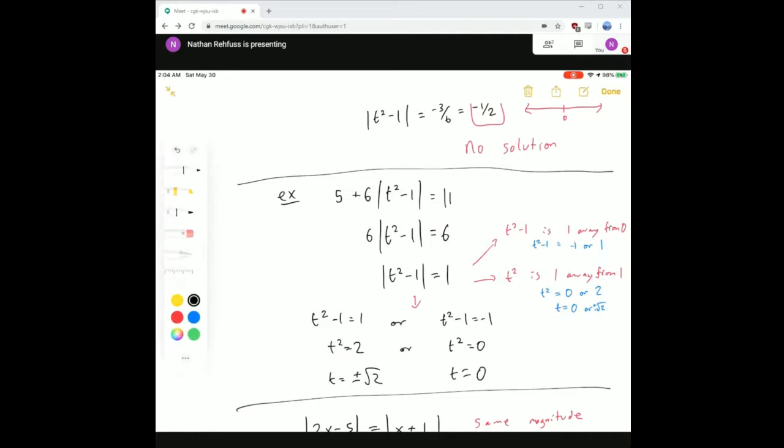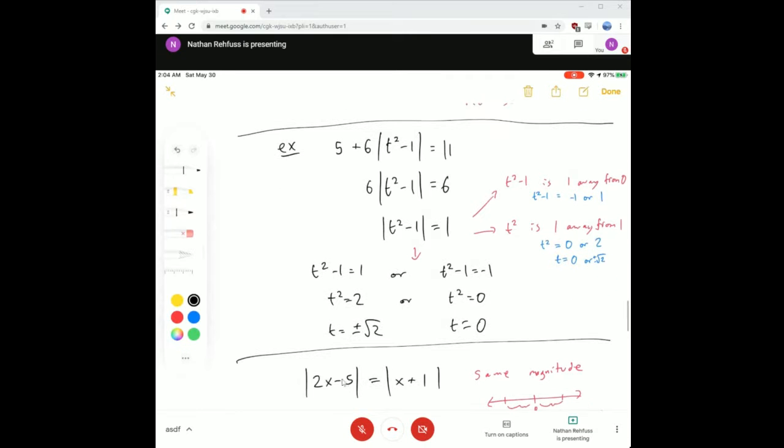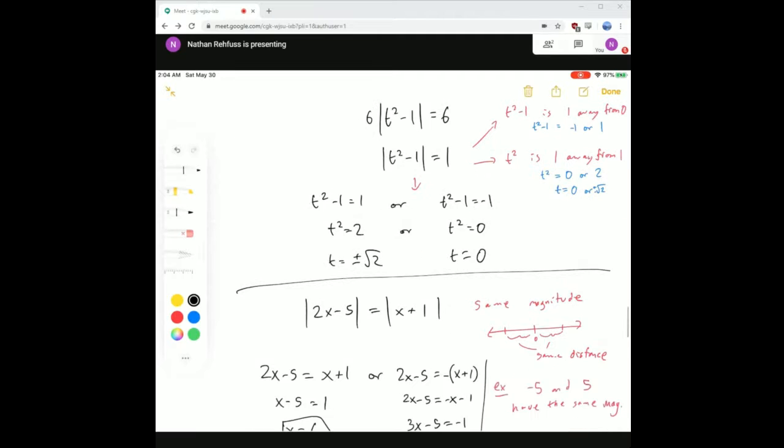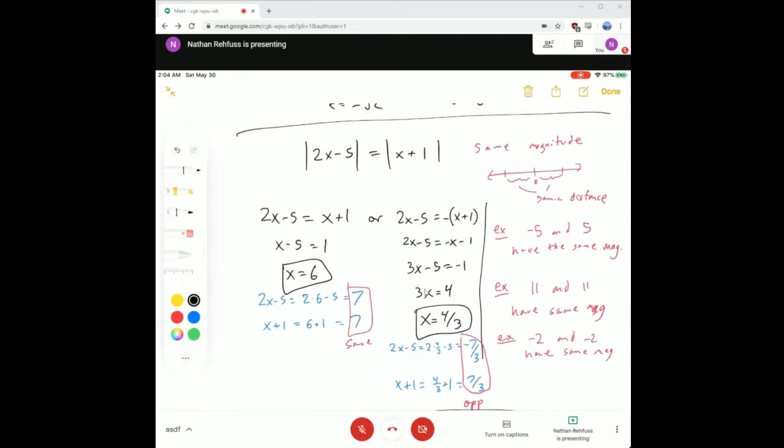Last thing I want to do in this video is kick things up one more notch and say, what if we have 2 absolute values? What if I say the absolute value of this thing and the absolute value of that thing are the same? That means that these 2 expressions, 2x minus 5 and x plus 1, have the same magnitude. So let's look at the red text on the right here for a minute, and then I'll show you the algebraic solution. So ignore all of this for a moment, and we're going to talk about what's over here.